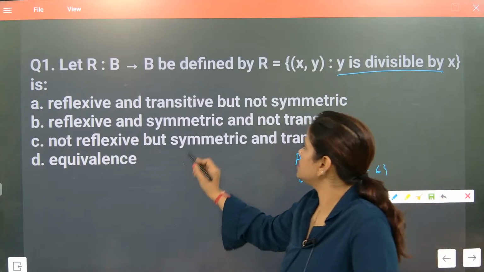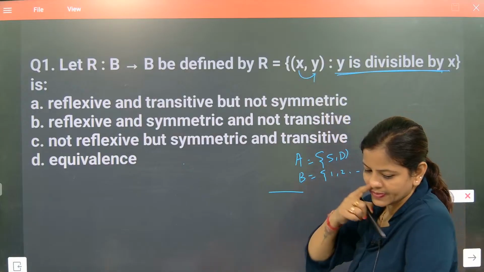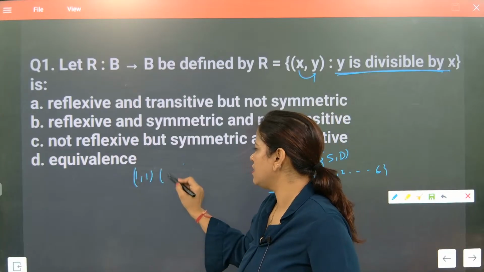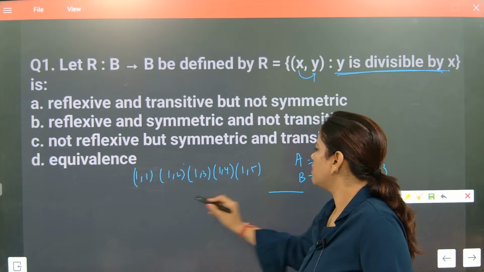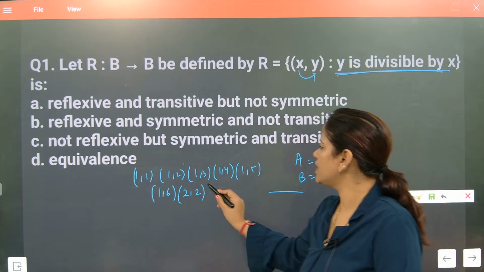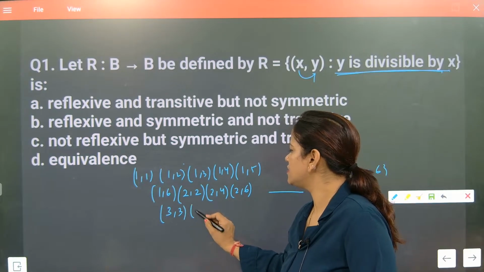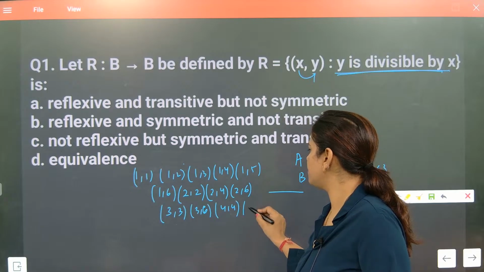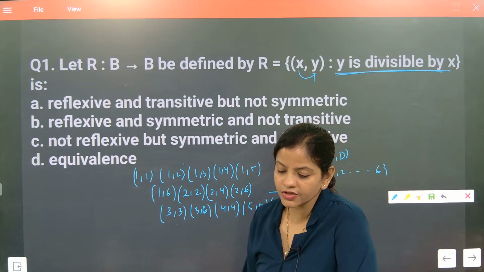The relation is given very clearly. Y is divisible by X, so X divides Y. So which numbers will be there? 1 can divide 1, 2, 3, 4, 5, 6. 2 can divide 2, 4 and 6. 3 can divide 3 and 6, 4 can divide 4, 5 can divide 5, and 6 can divide 6.